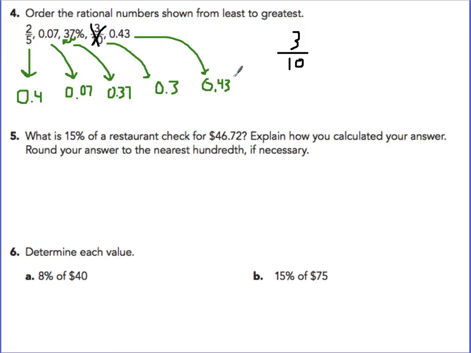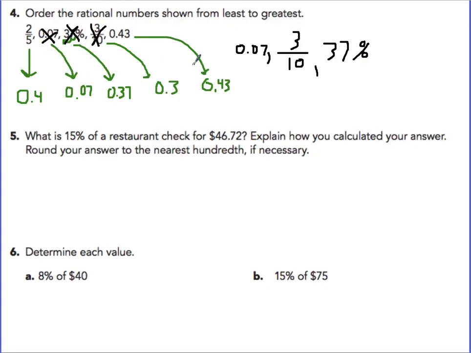Next, going from, oh wait, not 3/10. So that's why we're crossing them out, right? 0.07 would go first. So I left myself some room there. So then 3/10, then this 0.37, so then 37%. Remember, it always helps to be writing these down.